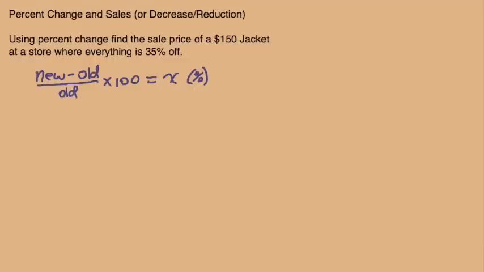Alright, so you plug in what we know. Do I know the new value? Using a percent change, find the sale price of a $150 jacket. Well, I don't know the new value because this is the original cost of the jacket, and we're taking 35% off of that. So the new value becomes our variable n. The old value is how much the jacket originally cost, so 150. We would multiply that by that 100.